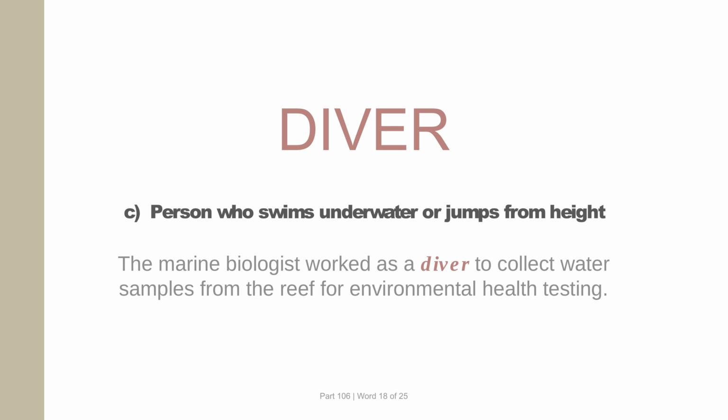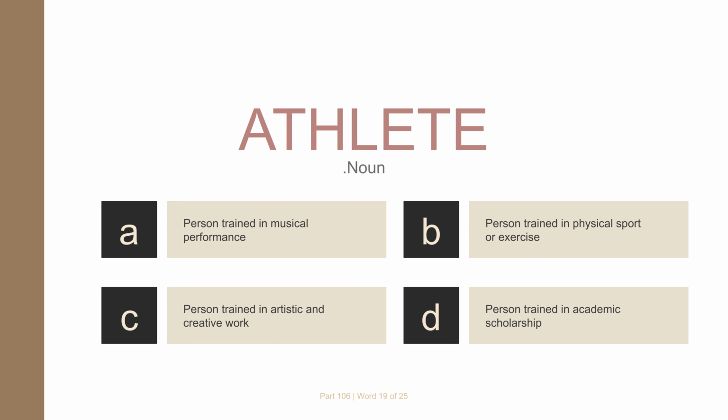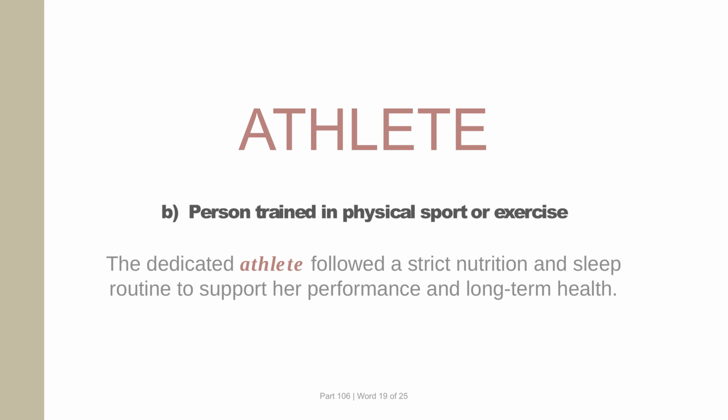Question 19. What is the meaning of athlete? Option A: person trained in musical performance. Option B: person trained in physical sport or exercise. Option C: person trained in artistic and creative work. Option D: person trained in academic scholarship. Correct answer: Option B. The correct meaning of athlete is person trained in physical sport or exercise. Example: the dedicated athlete followed a strict nutrition and sleep routine to support her performance and long-term health.